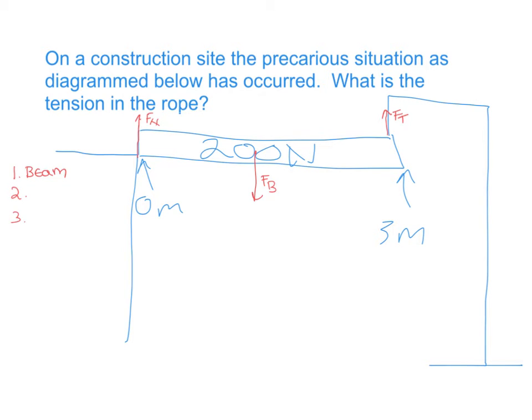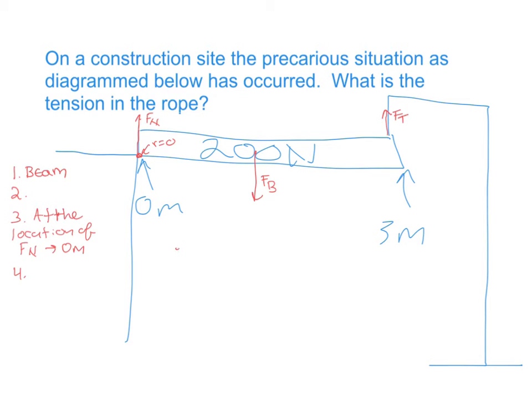For step three, we need to pick where we're going to set r equals 0. We have three forces, and our goal is to find the tension over here. We have the weight of the beam, but we don't know the normal force, and we're not trying to find it. So that means I'm going to put my 0 point at the location of Fn, right here.